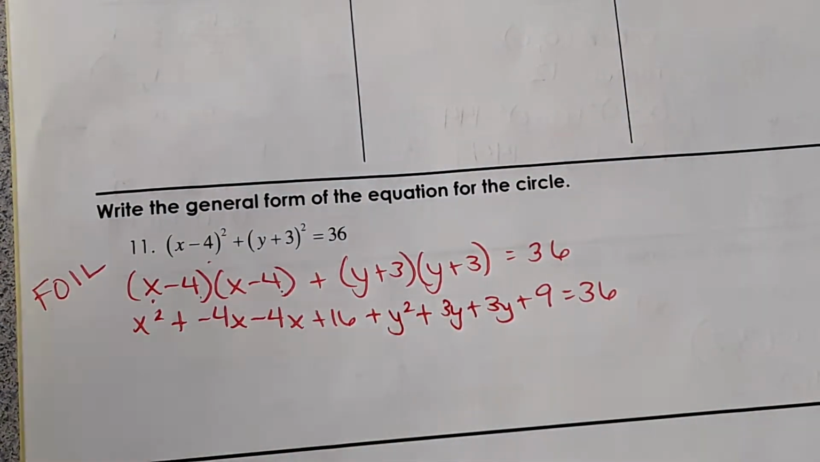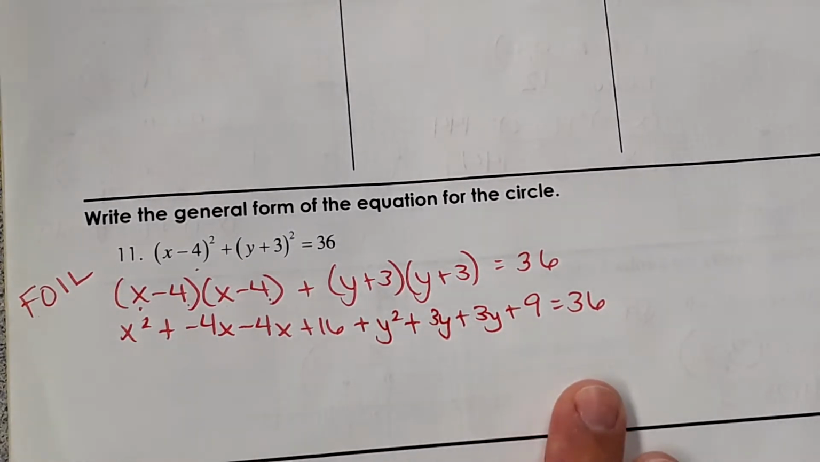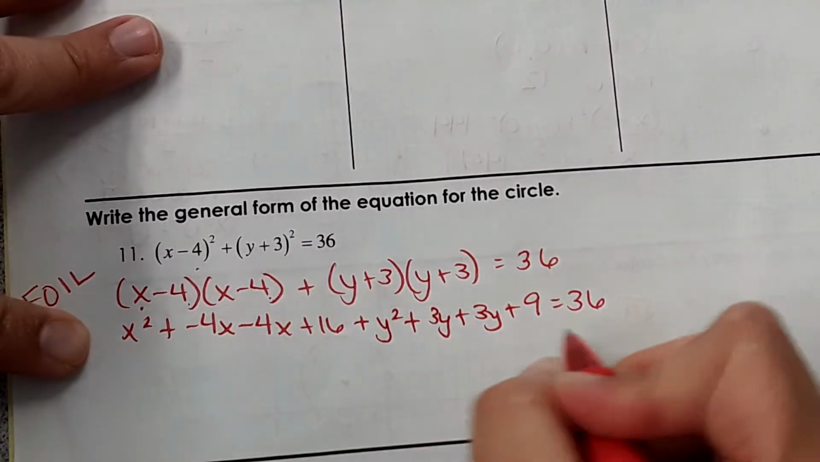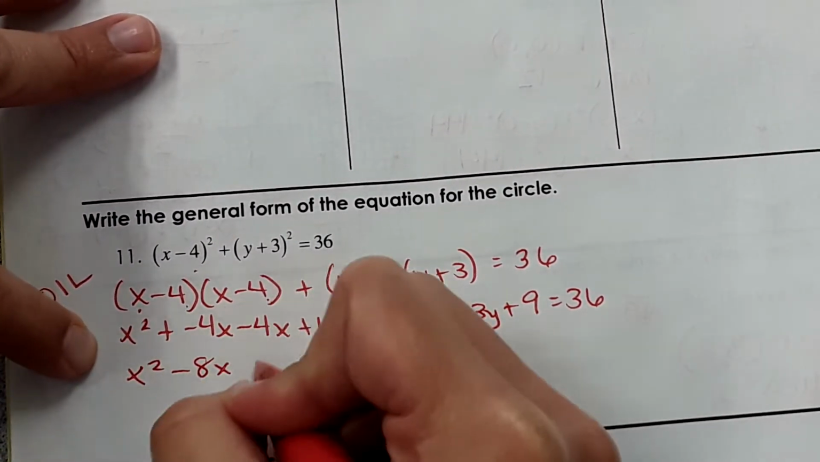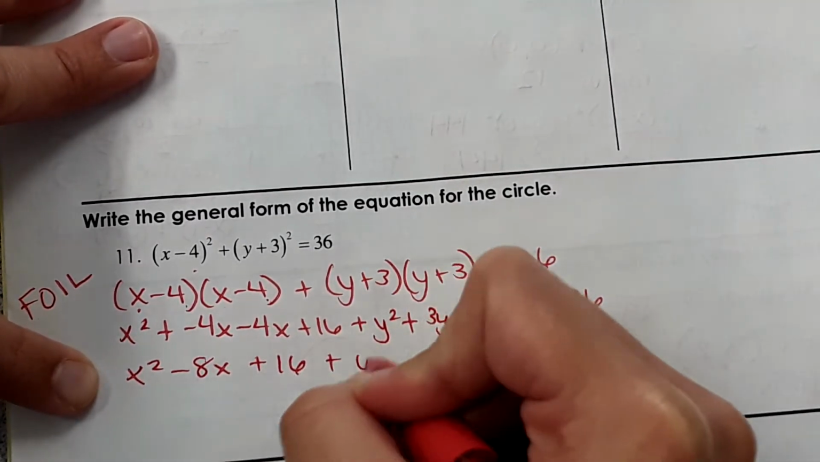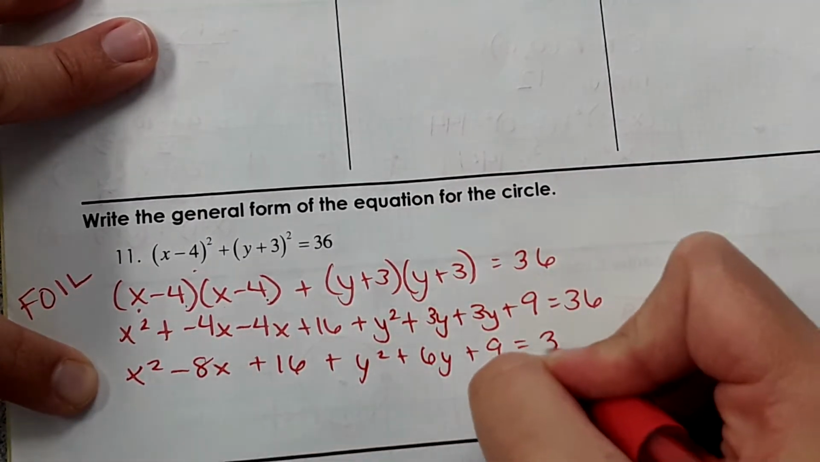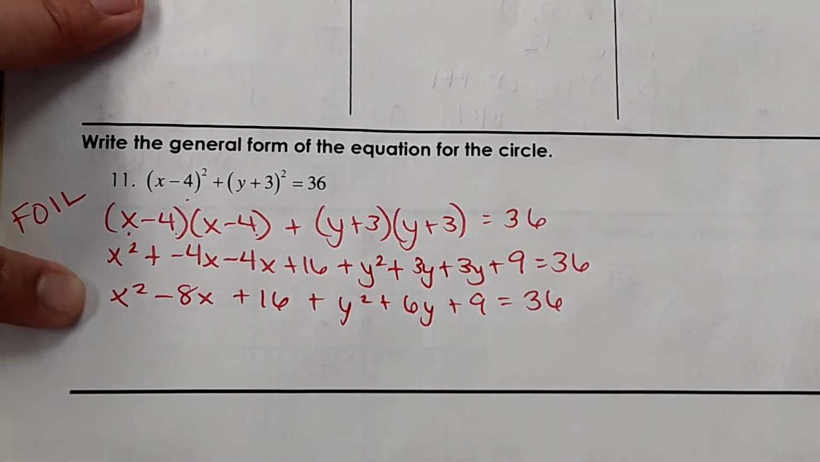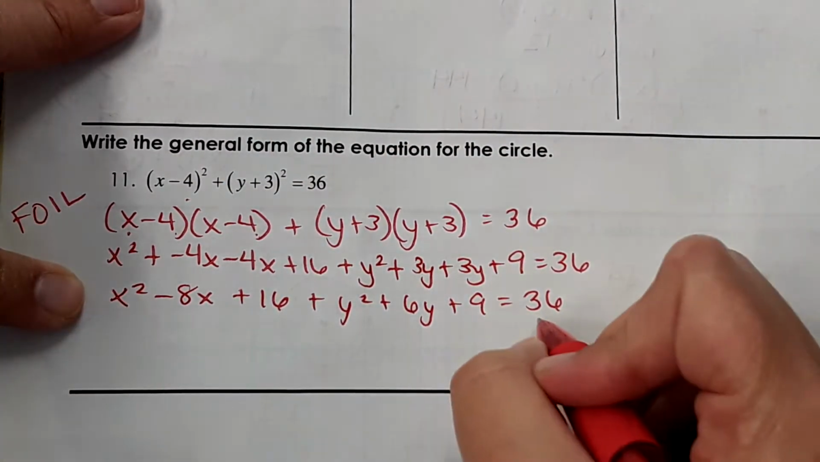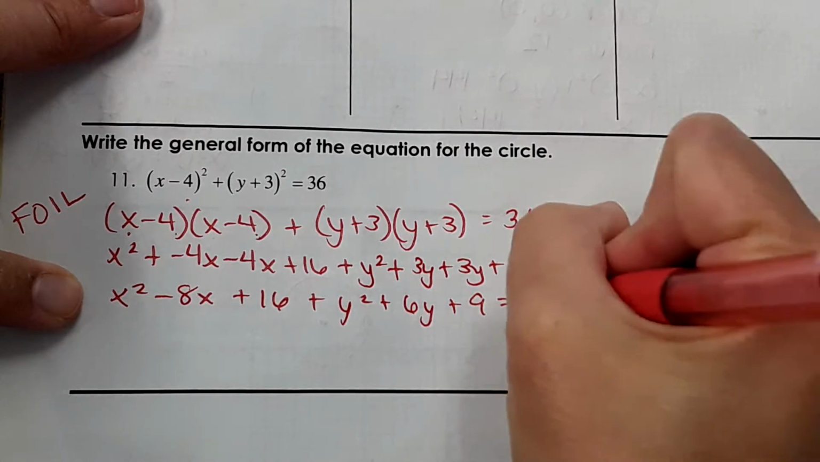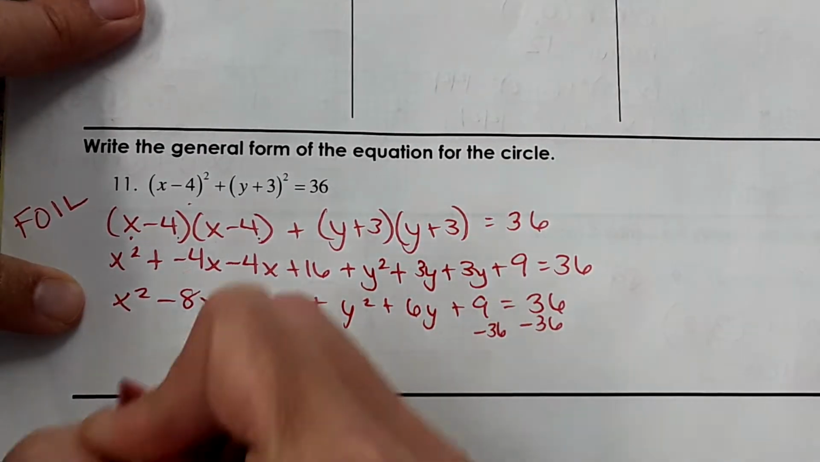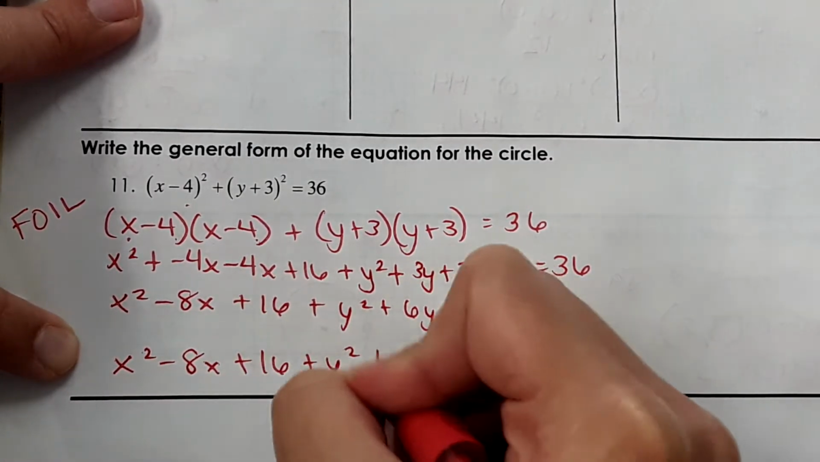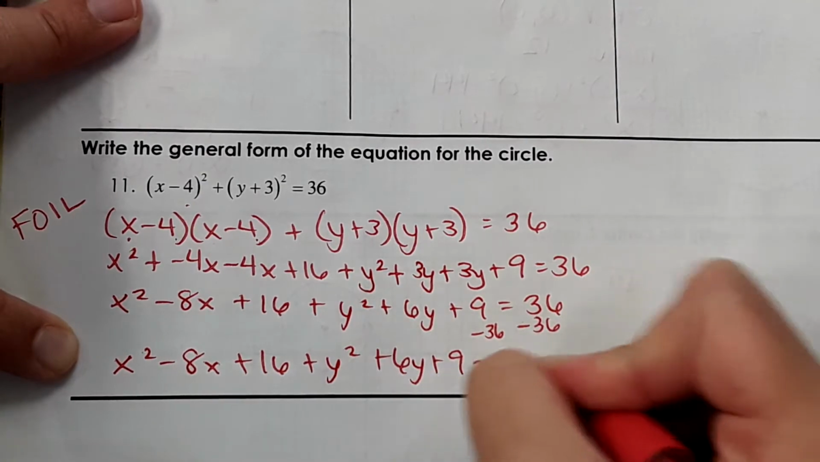So now I have all the terms. I'm working towards getting it to that general format that's on the top of your page. Okay, so I'm going to combine like terms. x squared minus 8x plus 16, y squared plus 6y plus 9 equals 36. Now I need this equal to 0, so I'm going to subtract 36 from both sides. And x squared minus 8x plus 16 plus y squared plus 6y plus 9 minus 36 equals 0.